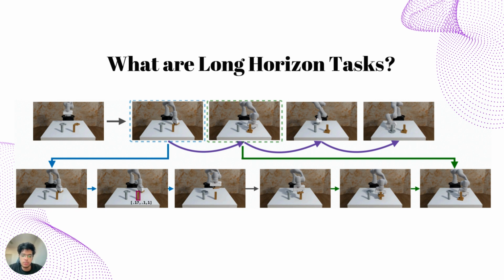What are long horizon tasks? Long horizon task is a fancy way of saying complex tasks which can be broken down into smaller subtasks and can be solved individually. In robotics, long horizon tasks are quite common, but tackling those is a hefty problem.